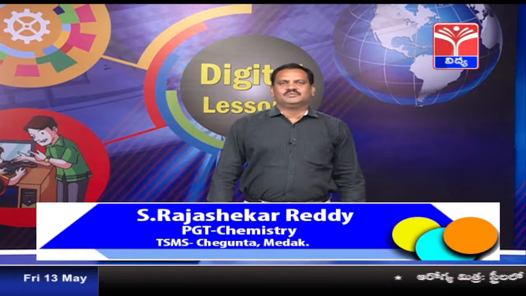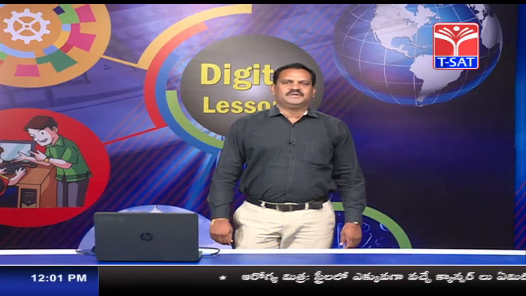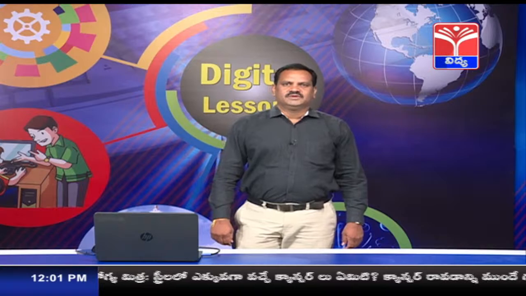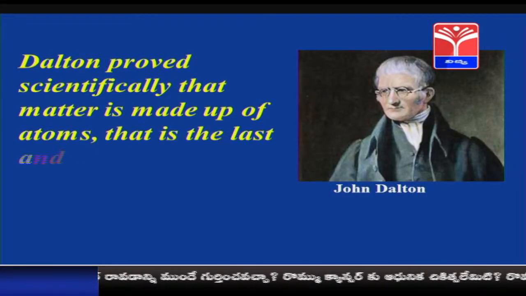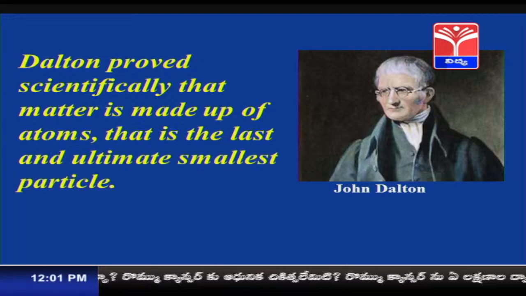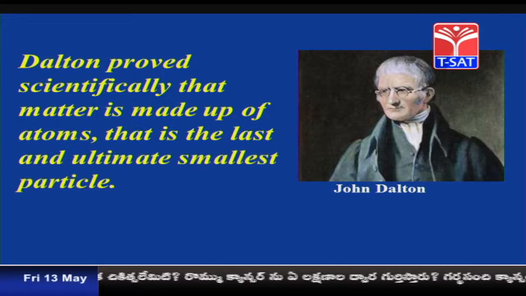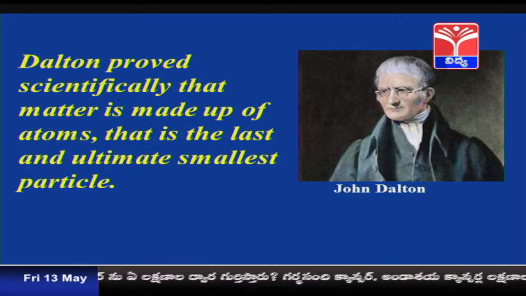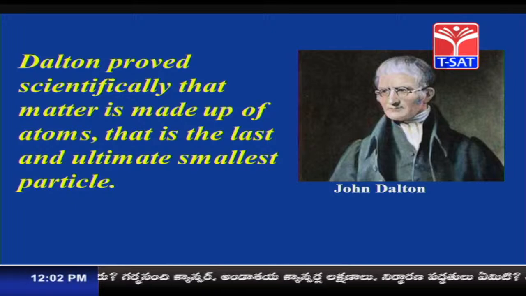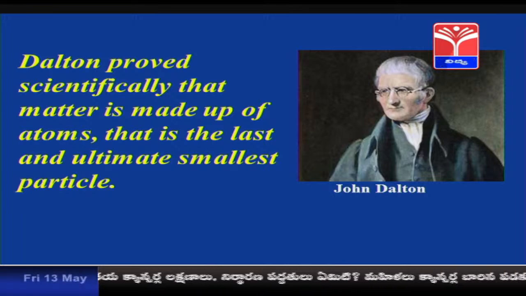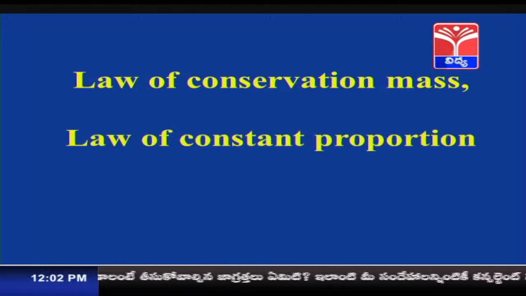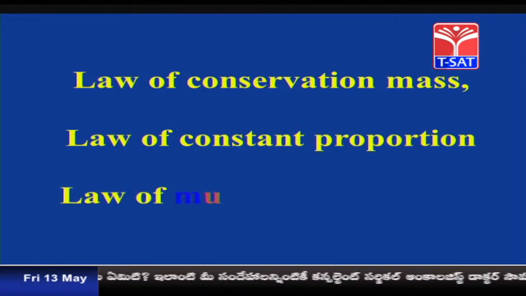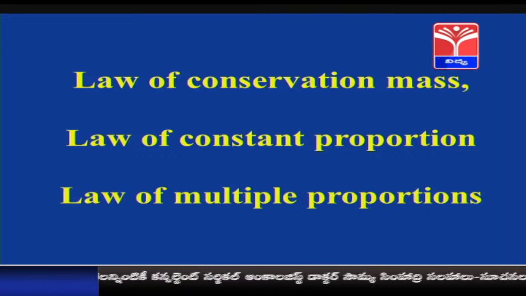Dear children, in lower classes you studied about matter and the properties of matter. Also you studied the Dalton atomic model. Children, Dalton proved scientifically that matter is made up of atoms, that is the last and ultimate smallest particle. Dalton successfully explained the law of conservation of mass, the law of constant proportions and the law of multiple proportions.